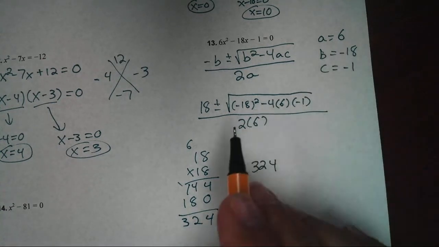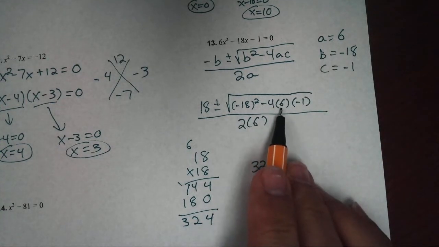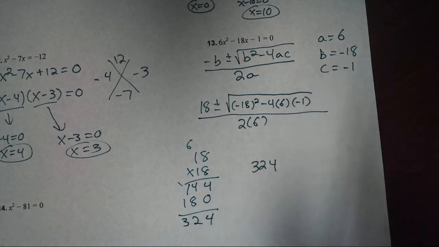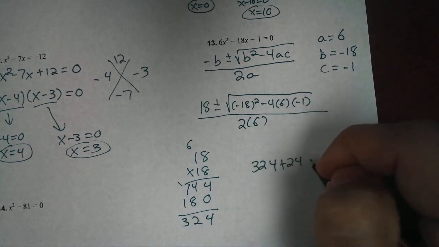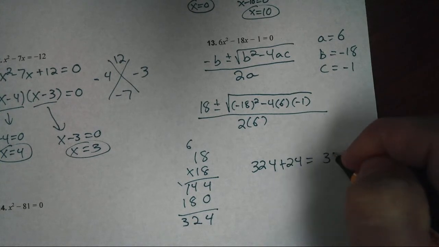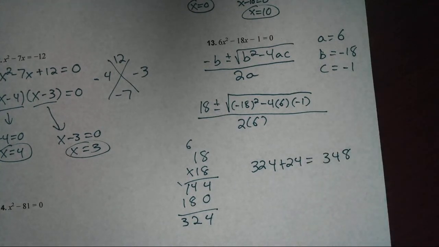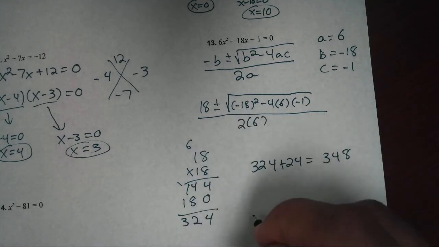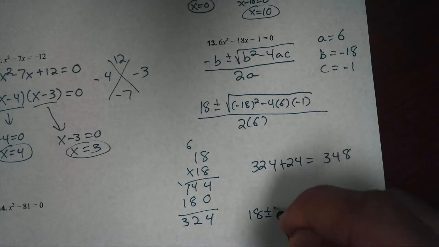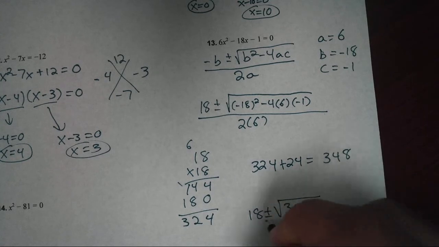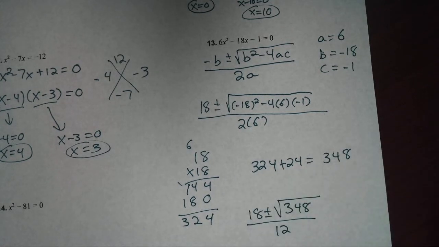Now we do this multiplication. Negative 4 times 6 is negative 24, times negative 1 is positive 24, which gives us 348. And so from here, we now have 18 plus minus square root 348 over 12. And if you leave it like this, let's see, can we simplify the square root of 348 using our radical forms? I think we can. So if you leave it like this would give you half credit.